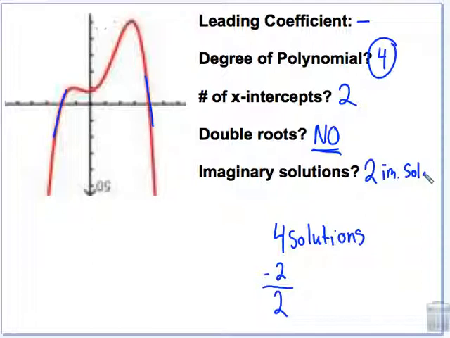So first look at the degree. That will tell you how many solutions you have. Look at the x-intercepts. Check and see if any of them are double roots, and then however many you're missing after that, that's how many imaginary solutions you have.